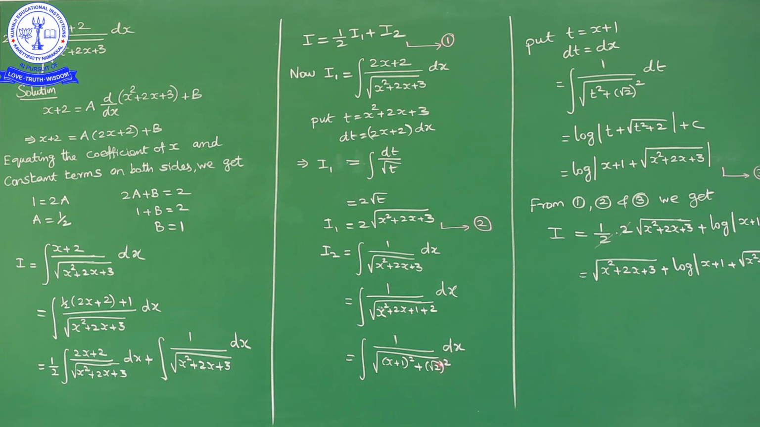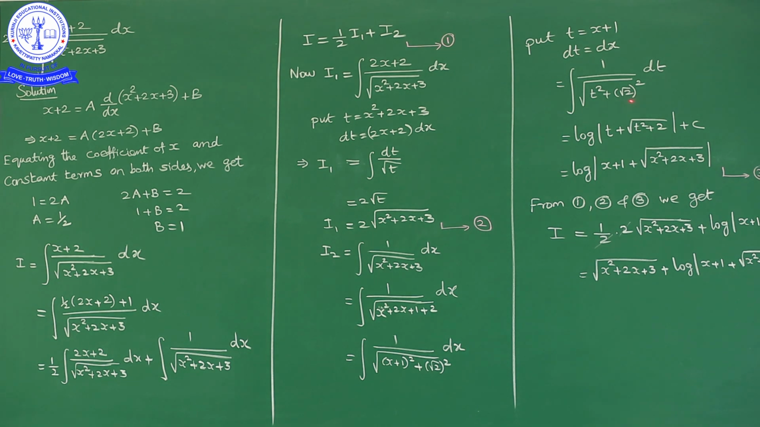The advantage is that I will put x plus 1 equal to t, so dx equals dt. So in place of dx we will write dt, upon the square root of t square plus (root 2) whole square, since x plus 1 is t. Now this is a standard form of integration. Integral of 1 upon square root of x square plus a square is log mod of x plus square root of x square plus a square, plus c.